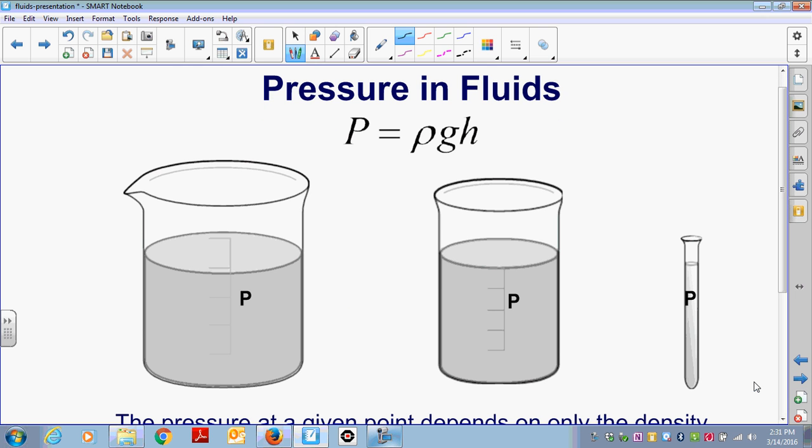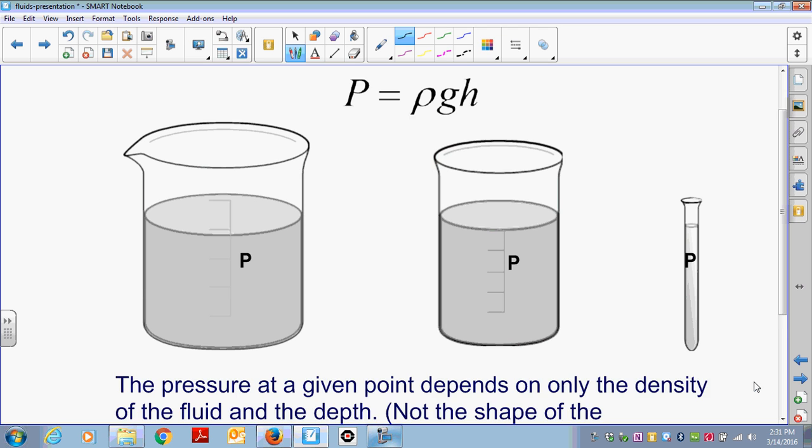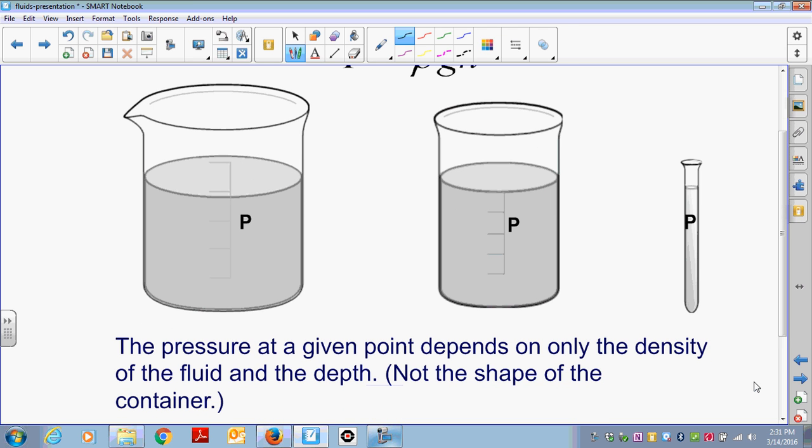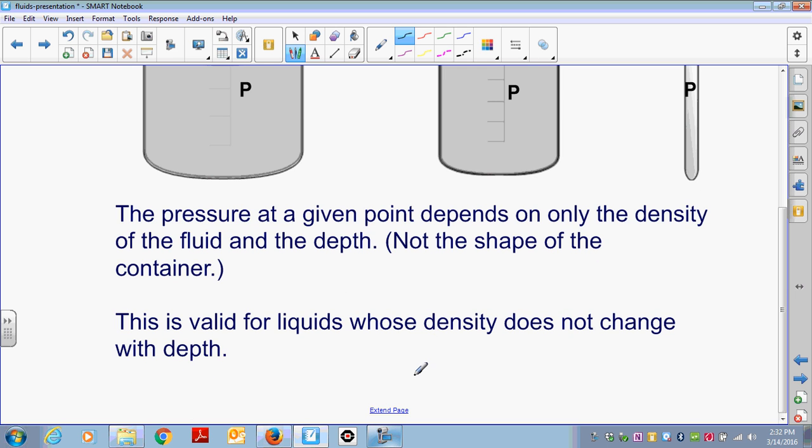So here you see examples. The pressure at a given point depends on only the density of the fluid and the depth, not the shape of the container. Notice all 3 containers have a different shape, but the pressure at any given point only depends on the density of the fluid and how deep you go. So if I choose the bottom of this beaker, it's going to be the same pressure for all 3 containers. Okay, this is valid for liquids whose density does not change with depth. So if the density ends up changing with depth because you're compressing that fluid, this is going to change the results here.